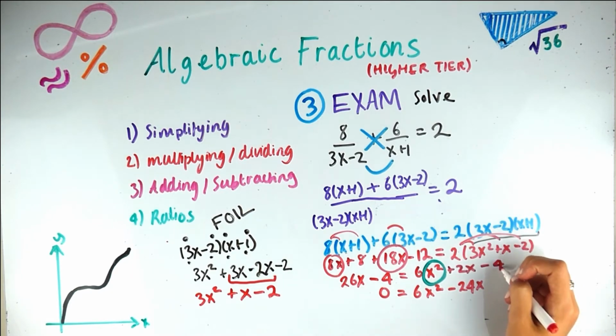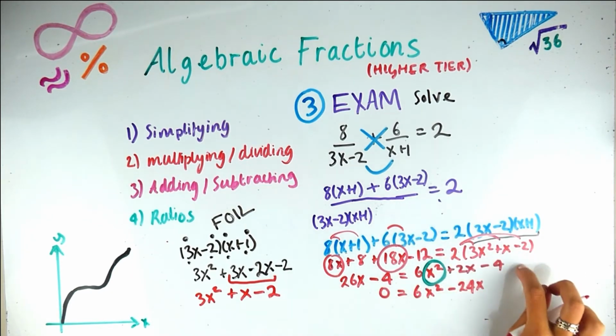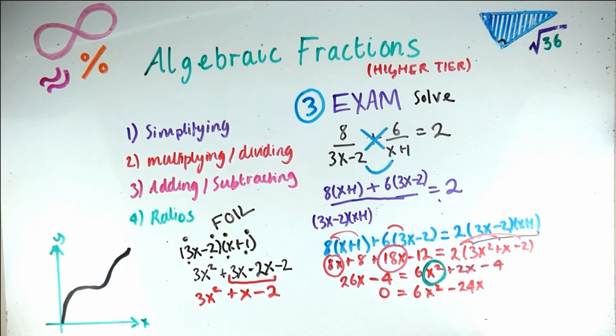Then I'm going to have minus 4 over here, and if I bring this over here, it becomes plus 4, which is 0. So there we go. Okay, so now let's factorize this and hopefully solve.